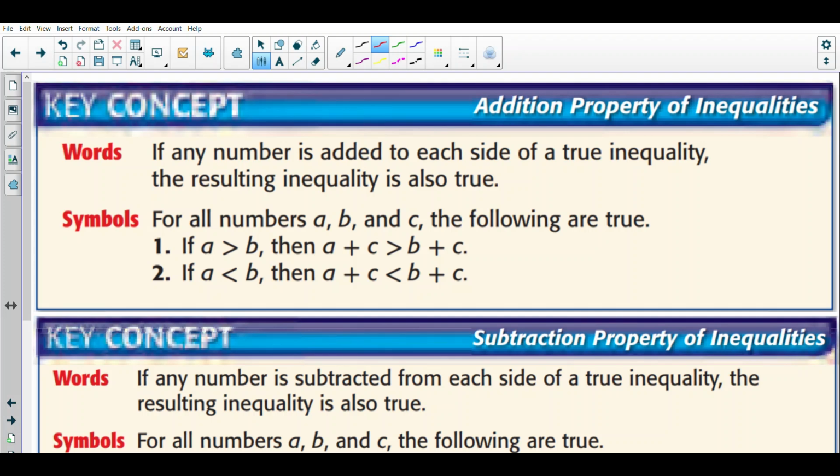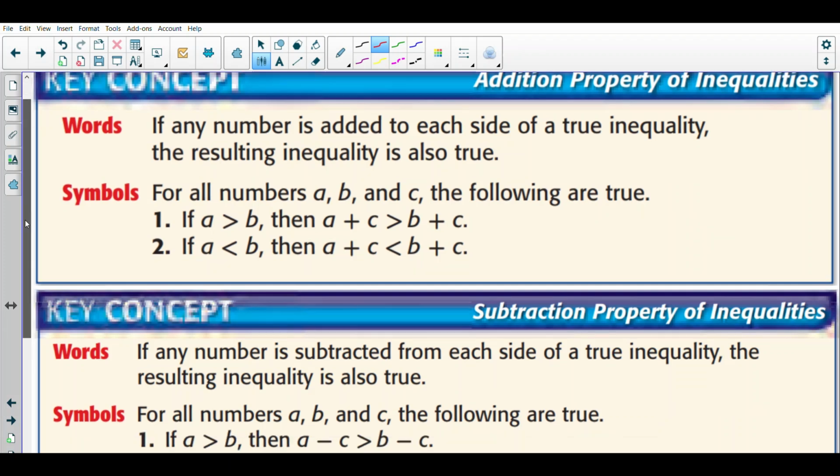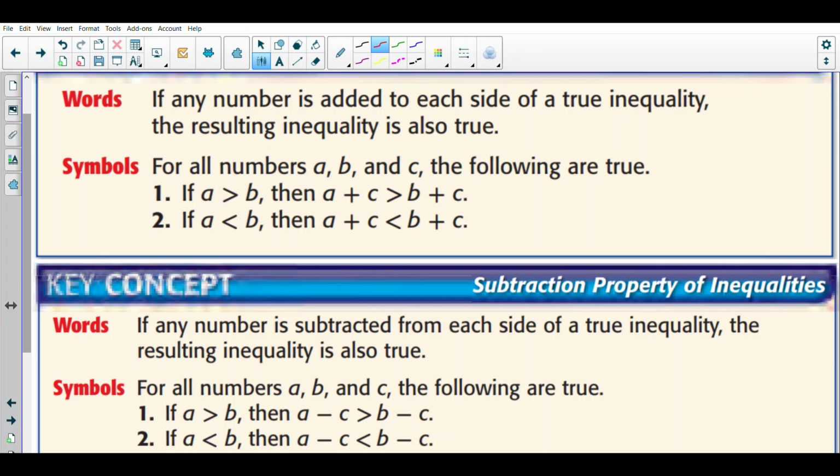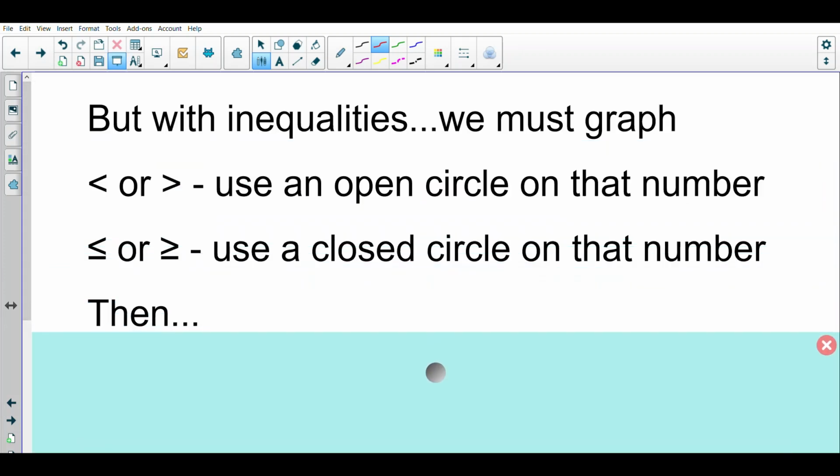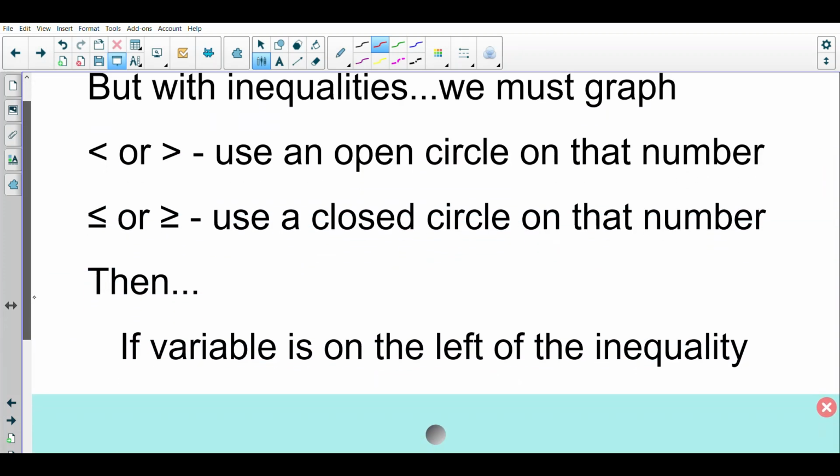I'm not going to read these out, but essentially what they're saying is, just like the properties with equations, what you do to one side, you do to the other. If you add c to one side, you need to add c to the other side. If you subtract c from one side, you need to subtract c from the other side. But the difference with inequalities is that we must graph. So there are some rules we have to follow.